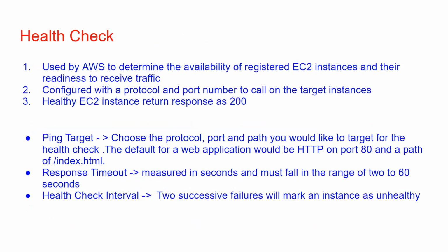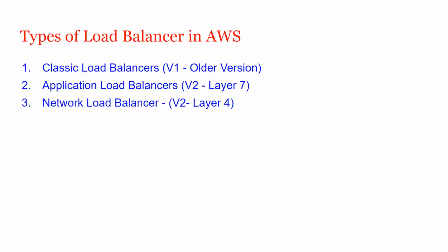Health check is an important thing for us to know. It is used by AWS to determine the availability of a registered EC2 instance, whether it's ready to receive traffic or not. Then types: now you don't see classic load balancers. These were old versions, from when we had EC2 classic. It used to work for both layer 7 and layer 4, but now on the console we see three, which include application, network, and gateway load balancer.